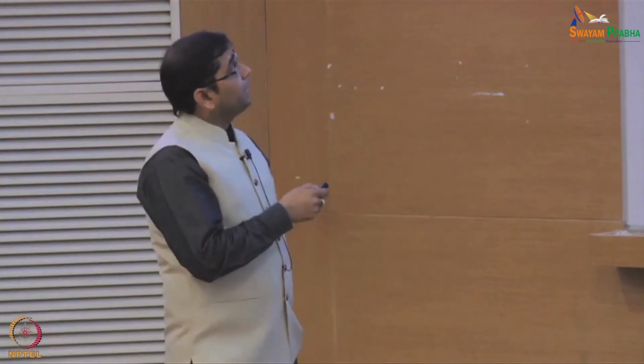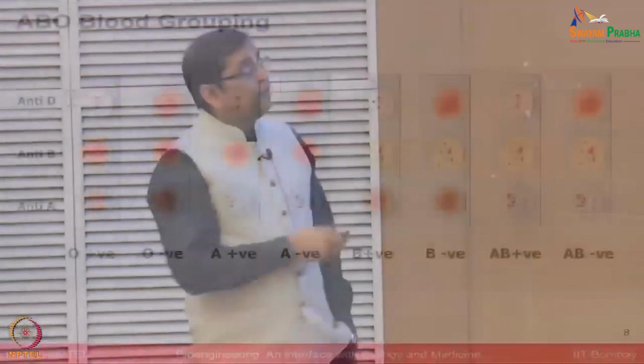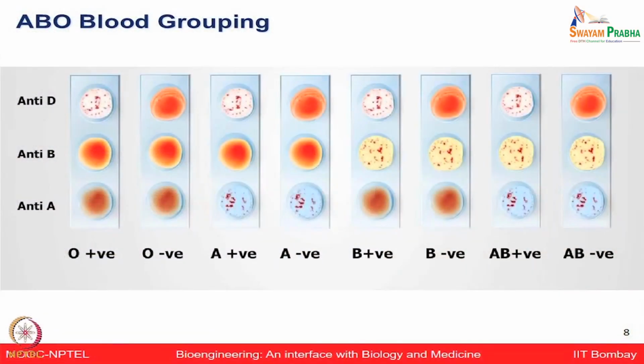Now, when you add antibody B, you will see the reactions happening either with the B or with the AB. So far we are not able to tell if it is positive or negative, it's just whether it's A or B. So that information you can get, or if it is not reacting with both antibodies, then you can say it is O. If it is reacting with both of them, then you are saying it is AB. This is how you derive these 4, just by looking at the reactions of 2 antibodies.